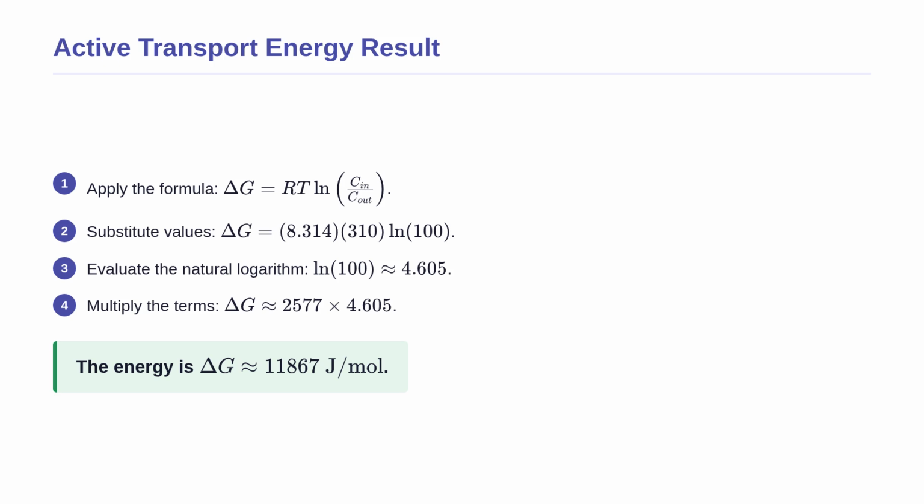Notice that our final answer is a positive number. Physically, this positive value means that the process is not spontaneous. The cell must actively spend at least this much energy, likely by burning ATP, to successfully transport the nutrient inside.